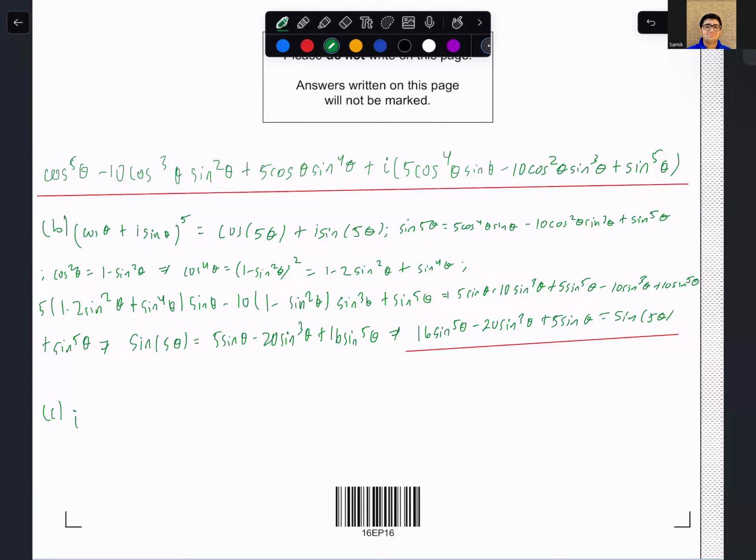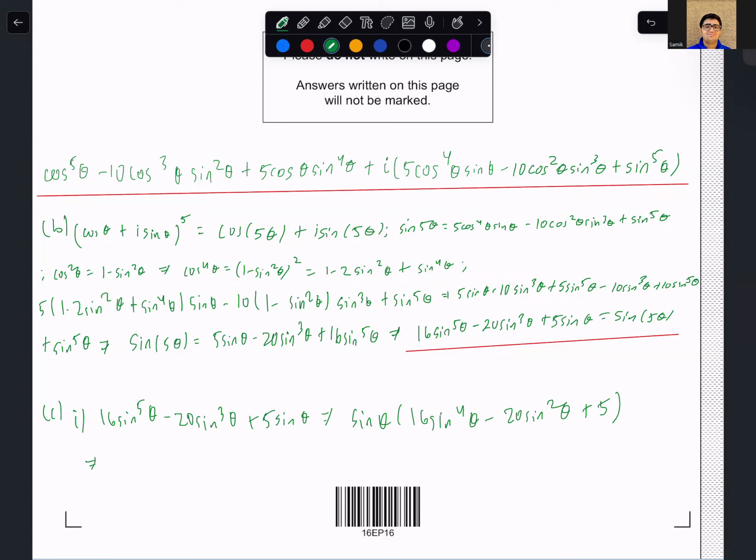We can factorize the equation that we have as this. Just remove the sine theta: 16 sine 4 theta minus 20 sine square theta plus 5. And then we know that it should equal to 0 for us to get a solution.